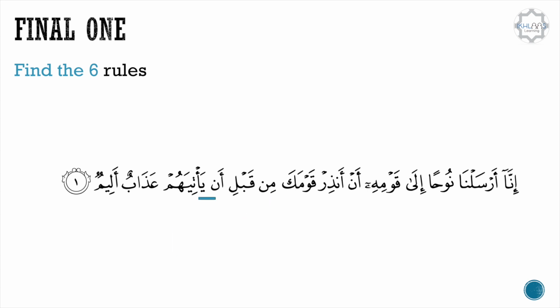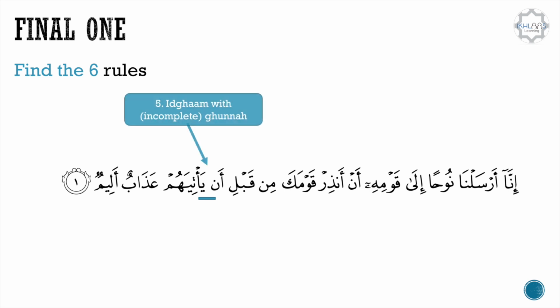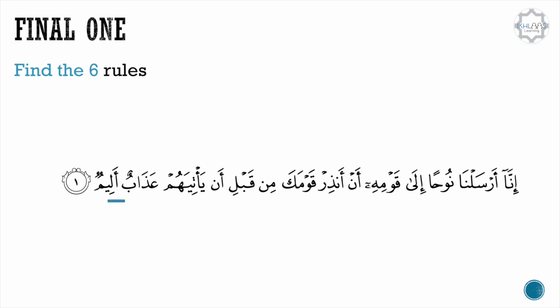There is a Noon Saakin followed by the letter Ya, which shows it is idgham with incomplete gunna. There is a Tanween followed by the letter Hamza, which shows that it is the rule of idhar. Hope you got all the answers correct. If not, go back and review the previous lessons. Now let's recap the steps again to consolidate all of our previous lessons.